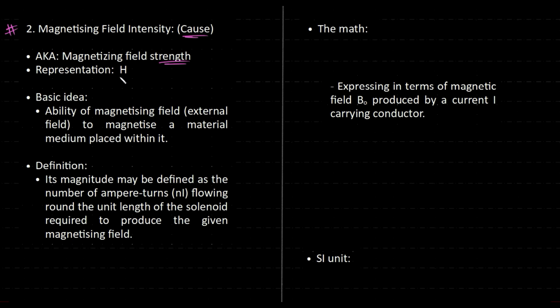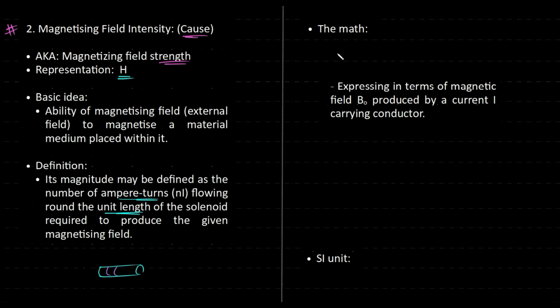It is represented with H, and its magnitude can be defined as the number of ampere turns flowing around the unit length of solenoid required to produce the given magnetizing field. So basically we are making use of a solenoid to talk about the magnetizing aspect of things. I hope it made sense.